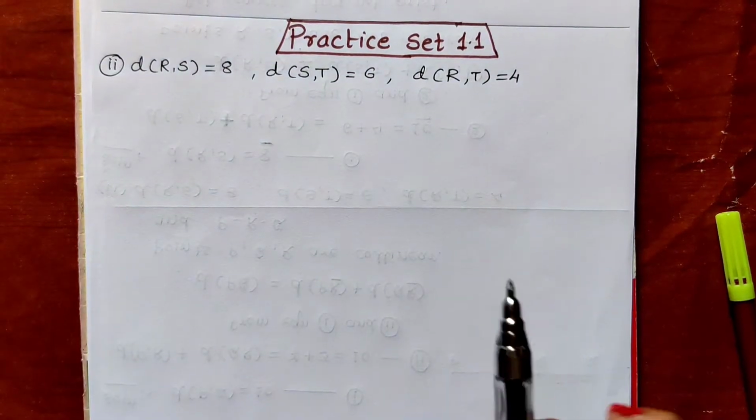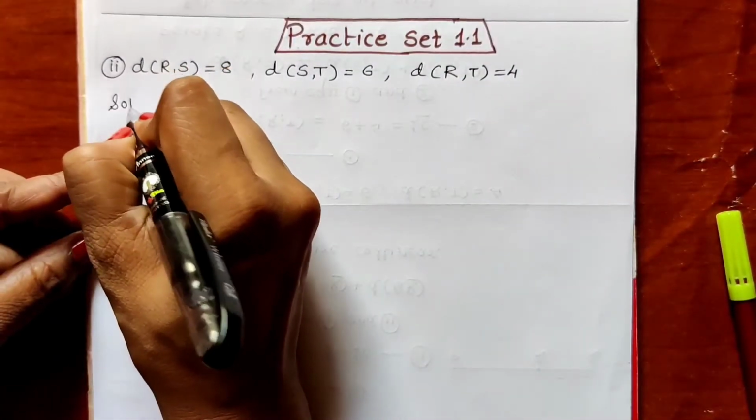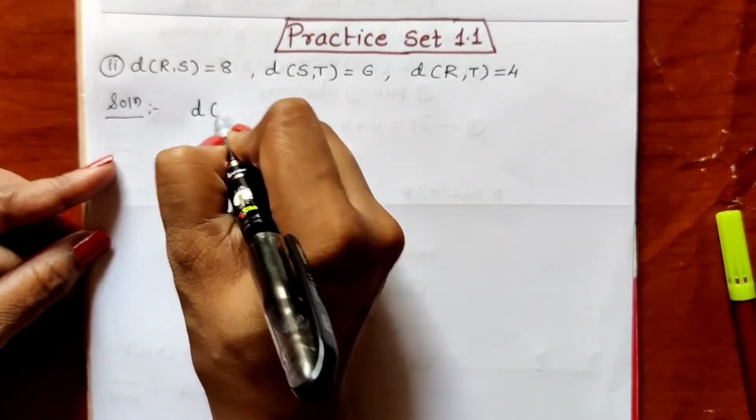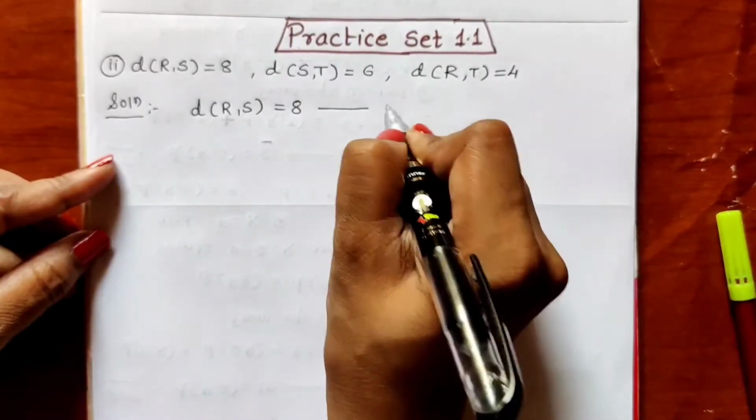So let us solve it. I have written the question. Solution. As distance RS is the biggest one, we write distance RS is equal to 8 as equation number 1.